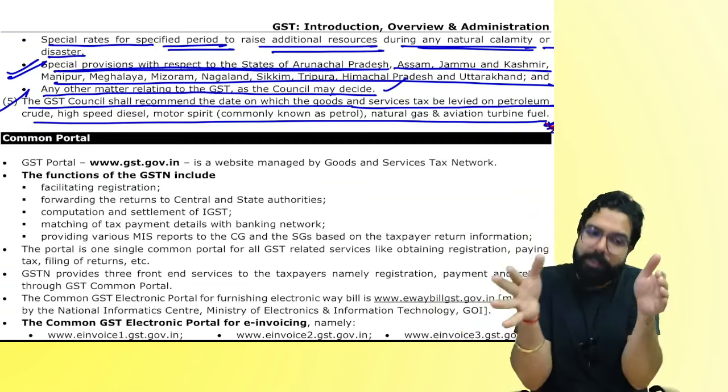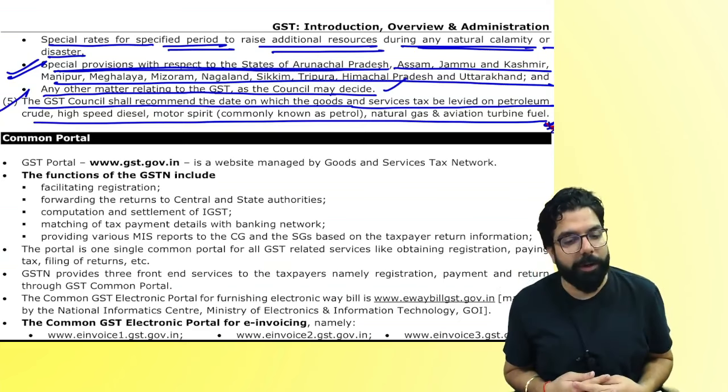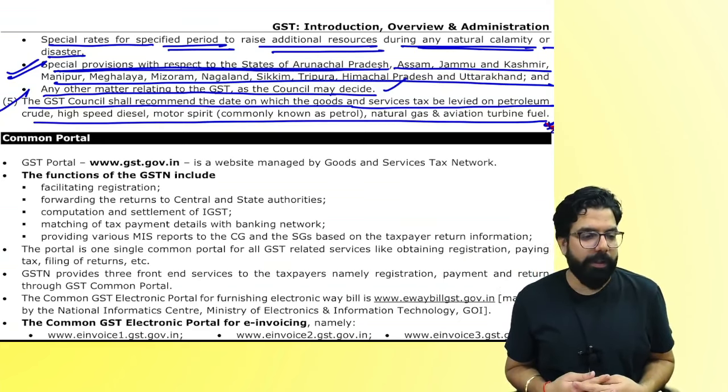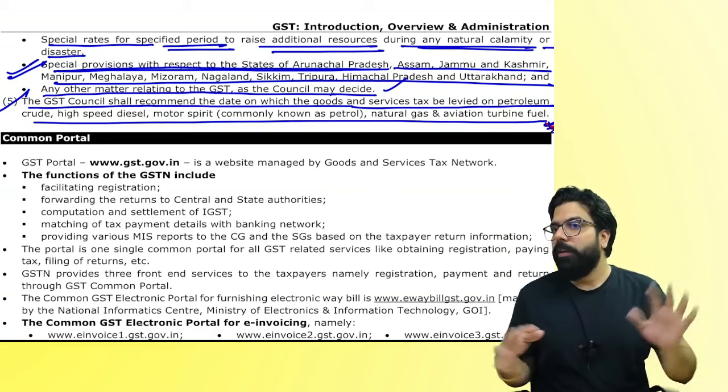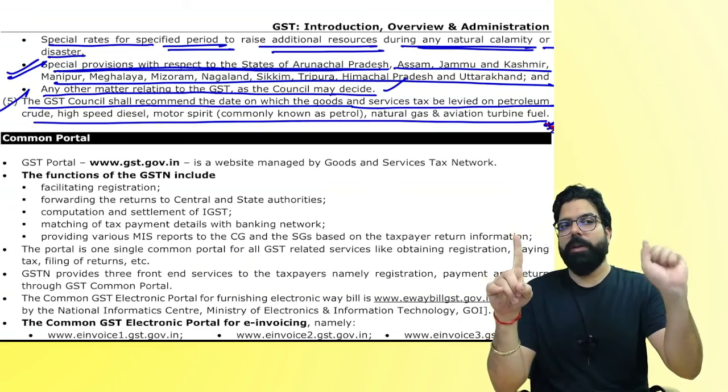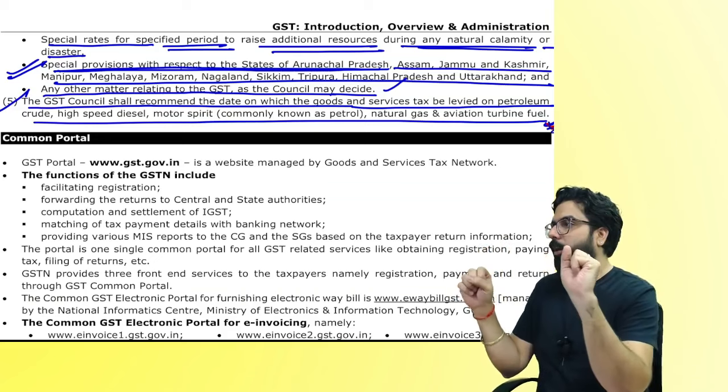So when I say non-taxable as of now, how many items are non-taxable, everyone? How many items are non-taxable? 5 plus 1. Alcoholic liquor for human consumption and 5 petroleum products. Can I go ahead, everyone?